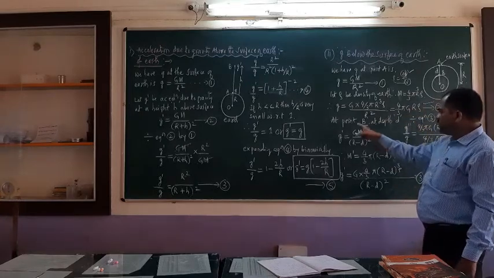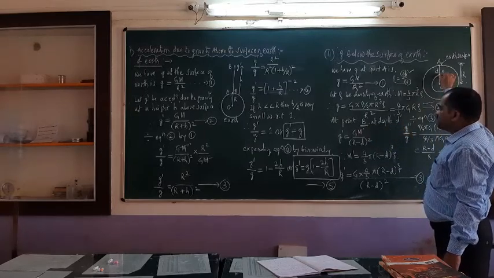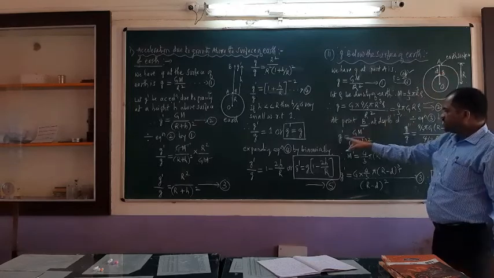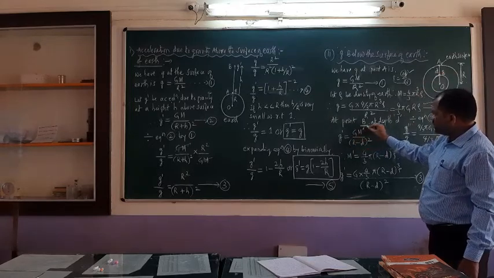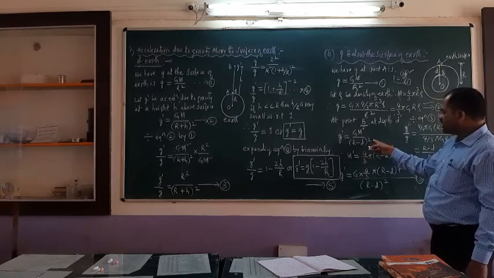Now at point B, at depth d, what is the acceleration due to gravity at point B? We can write g dash is equal to G M dash divided by r minus d whole square. Why is it r minus d whole square?